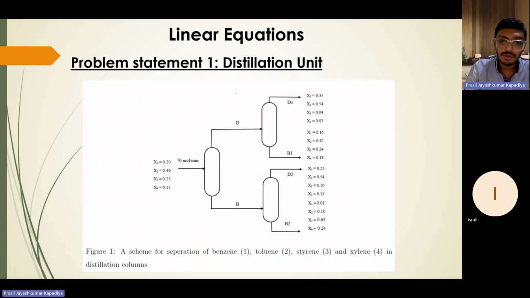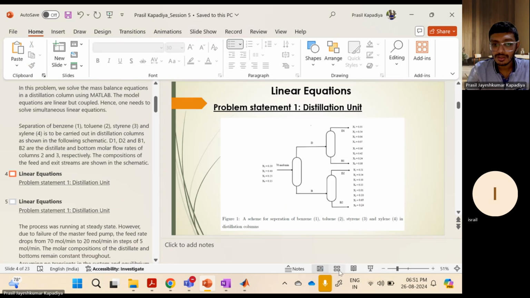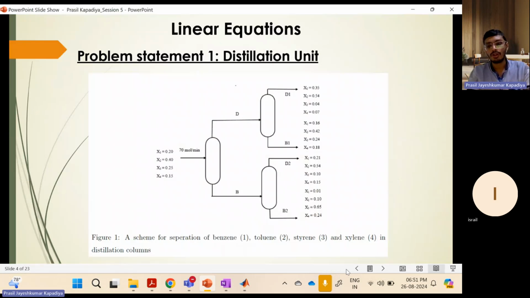So what do we need to do? What do we need to do to solve this problem?